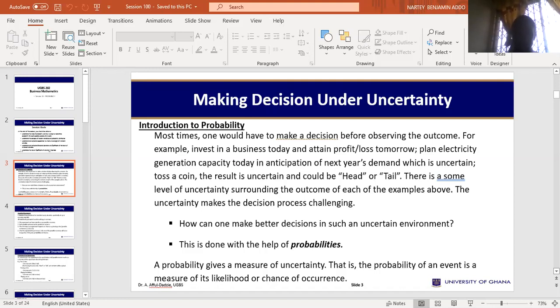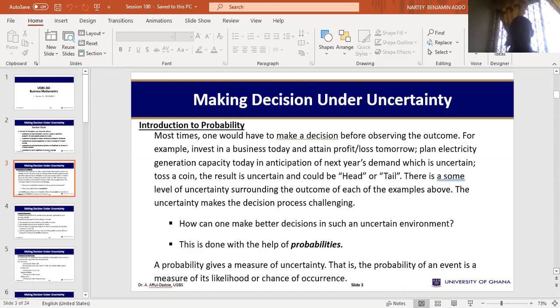Then we also have what we call an event. You see, an event is a subset of the experiment. But let me explain what we call sample space first, because we need to know all the possible outcomes of an experiment. It's what we call sample space.